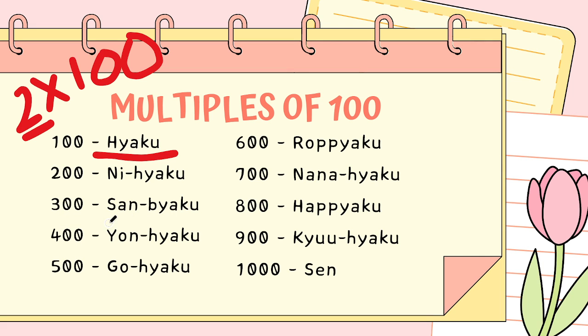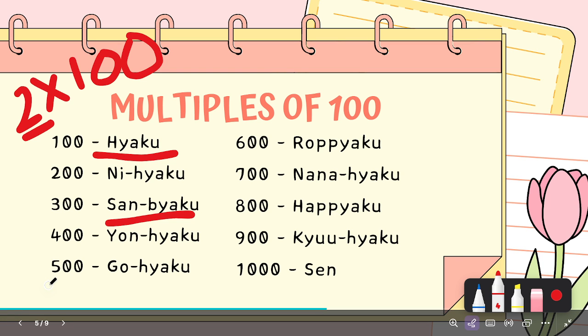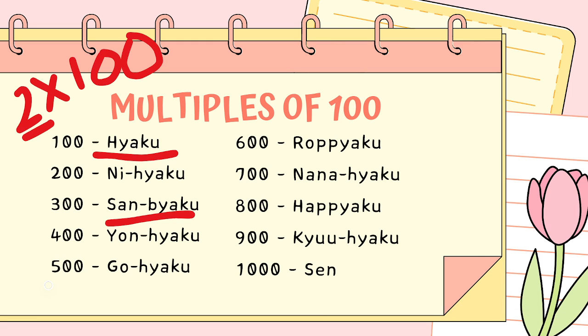Now you can see here we have B, not H. This is an exception. For 300 we have san byak. For 400 again we have the same, yon hyak. For 500, go hyak. Then for 600 we have rop pyak.